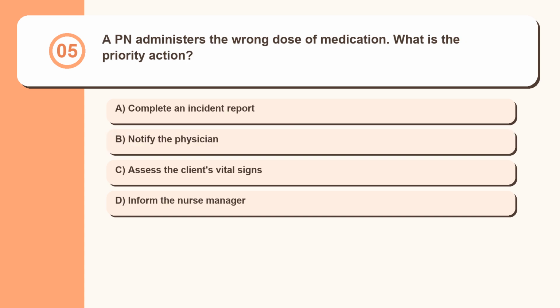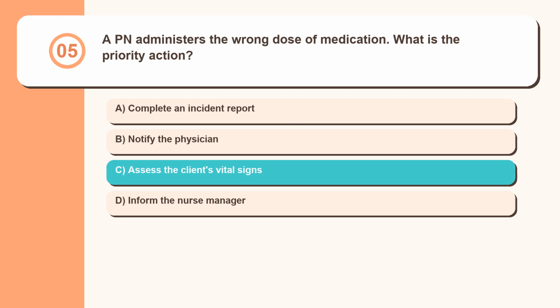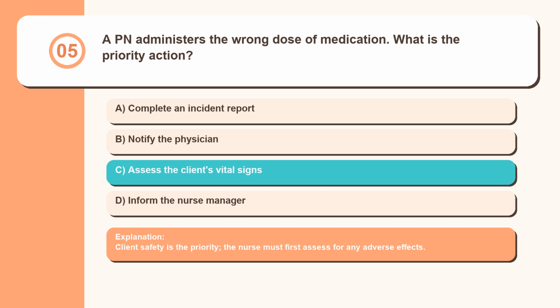Question 5. A PN administers the wrong dose of medication. What is the priority action? Complete an incident report. Notify the physician. Assess the client's vital signs. Inform the nurse manager. Client safety is the priority. The nurse must first assess for any adverse effects.